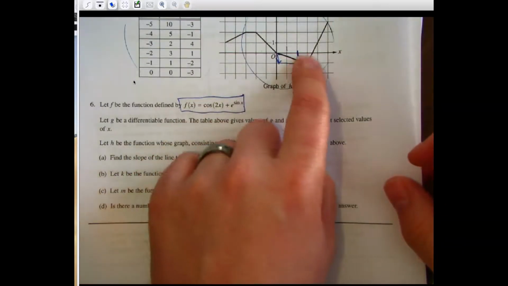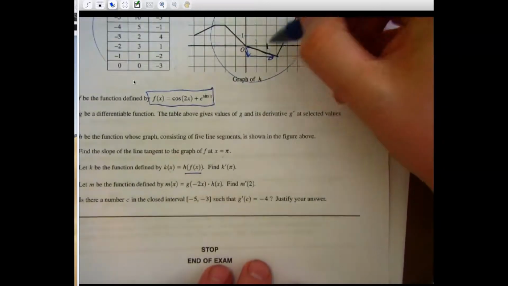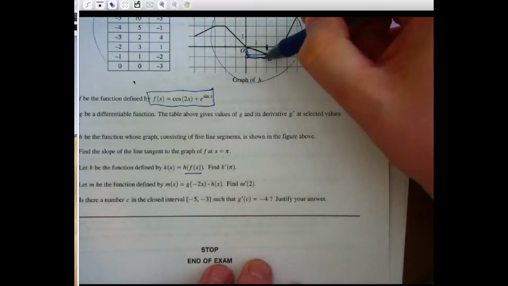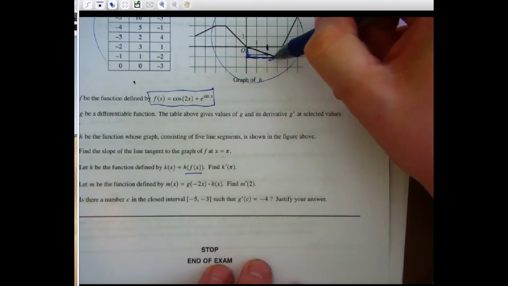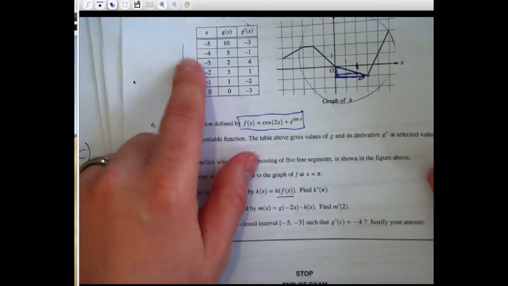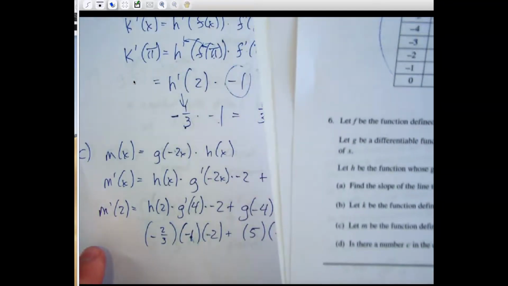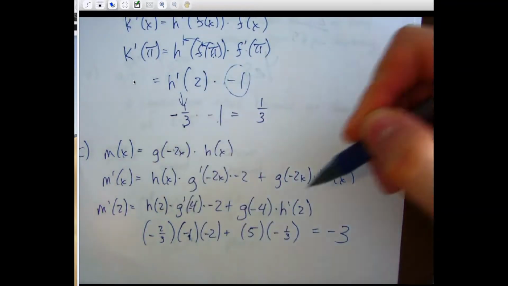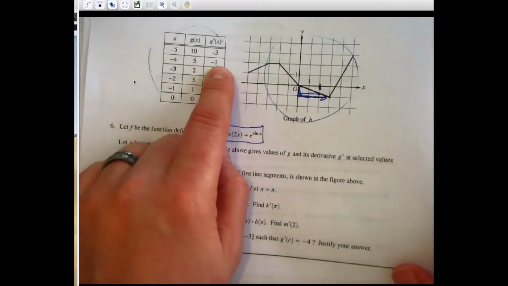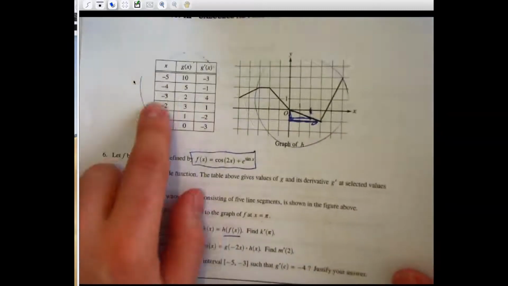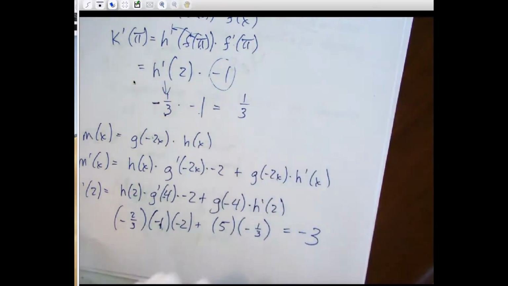So h of 2 is just reading off of this. So what's the y value here? I know that's negative 2/3 just based on the slope. If it went down 1 and over 3, it must have gone down 2/3 and over 2. G prime of 4, I'm sorry, g prime of negative 4, that should be. So if I go to negative 4, g prime is negative 1. Negative 2 is just negative 2. G of negative 4 is 5. So I'm just plugging in from the chart, multiplying across, and you get 3.